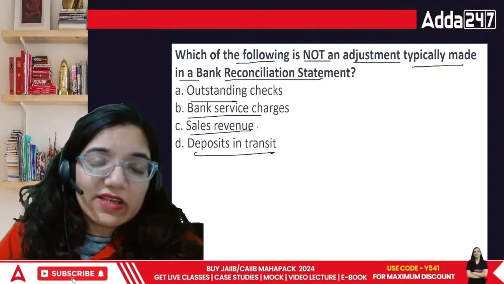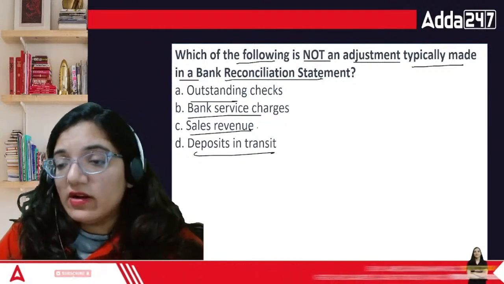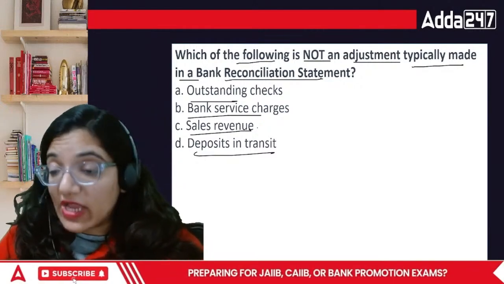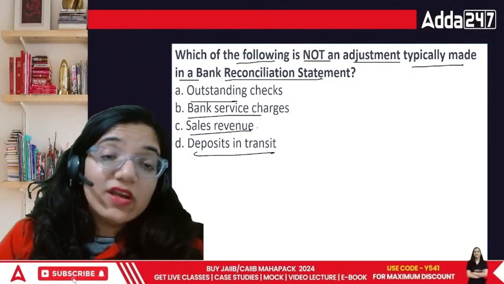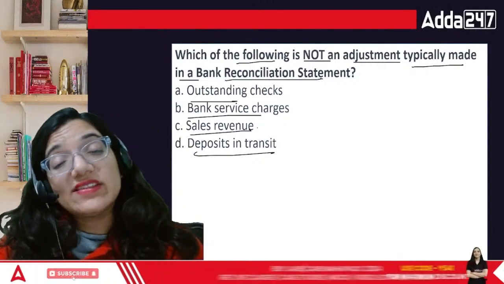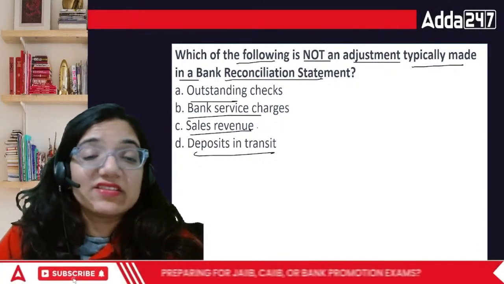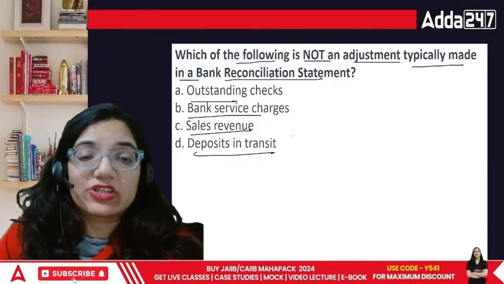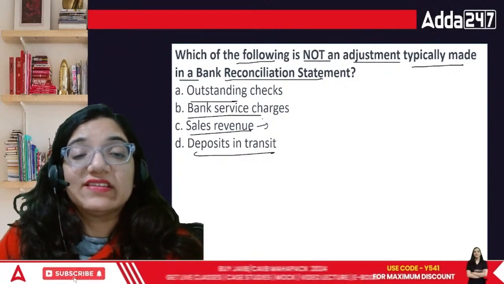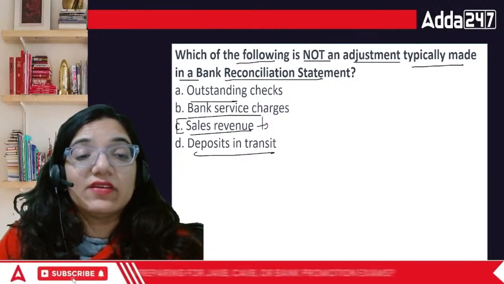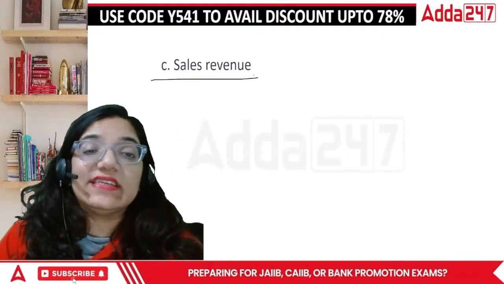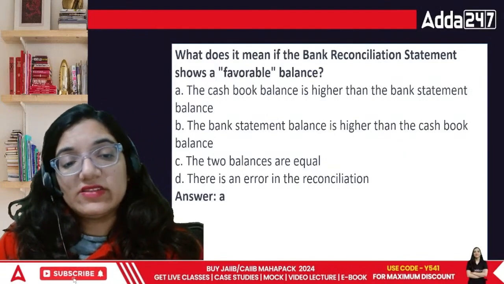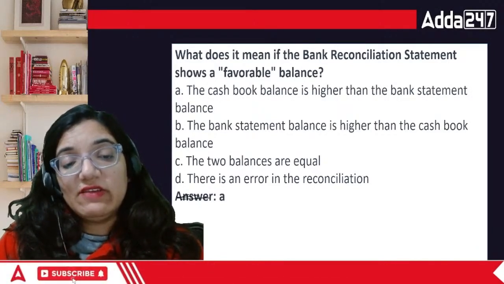Obviously, in one particular part, the passbook might be right and your cash book might be wrong, or the cash book might be right and the passbook wrong. Vice versa, both can happen. So in this case, outstanding checks, bank service charges, deposits in transit are all bank transactions only, but there's one transaction which totally belongs to the business, and that is sales revenue. So the correct answer is C, sales revenue. The answer is visible, so I'm just leaving it there.